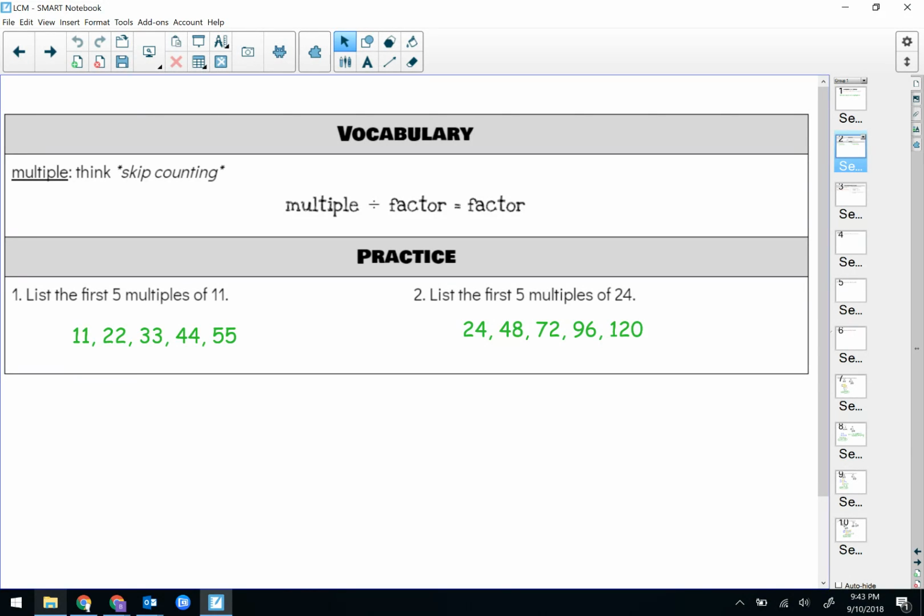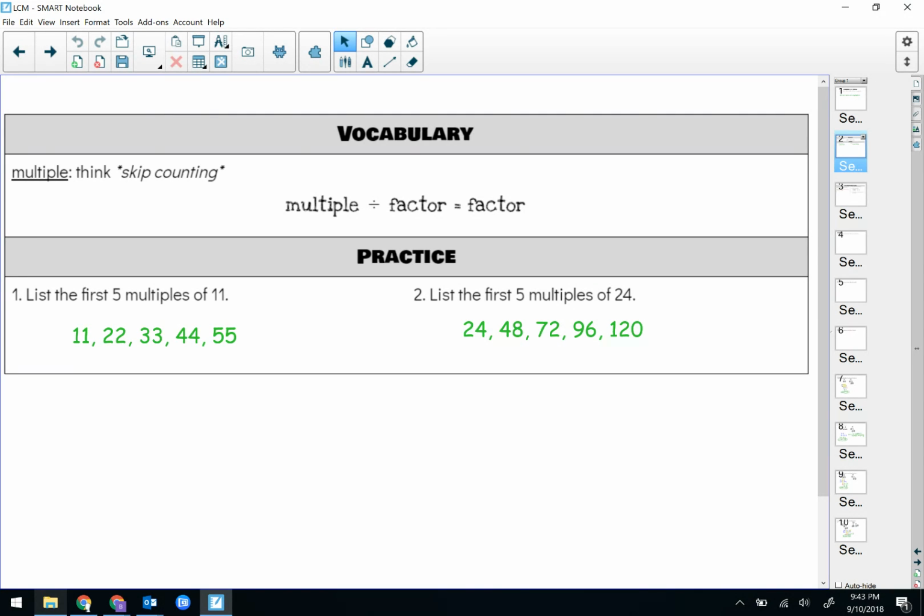So multiples, many. In the practice there, it asked you to list the first 5 multiples of 11 and the first 5 multiples of 24. I went ahead and put this up here to show you the first 5 multiples of 11: 11, 22, 33, 44, 55. And that, of course, could keep going. And then the first 5 multiples of 24: 24, 48, 72, 96, 120. I just asked for the first 5, but we could keep going if we wanted to.